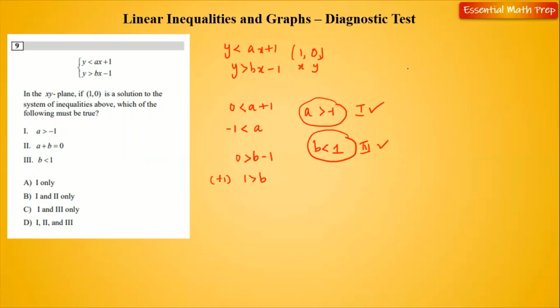Now, a plus b equals 0. We don't know specifically what the value is, right? We don't know a specific value of a. a is greater than negative 1. That means a can be 0, 1, 2, 3, 4, etc. b is less than 1. That means b can be 0, negative 1, negative 2, negative 3. We may have a case where if you have 2 and negative 2, then you get 0. But what if it's 3 and negative 2? You're not going to get 0. So because we don't know which value a or b can take, option 2 is incorrect. So it's only 1 and 3. That means it's option C.